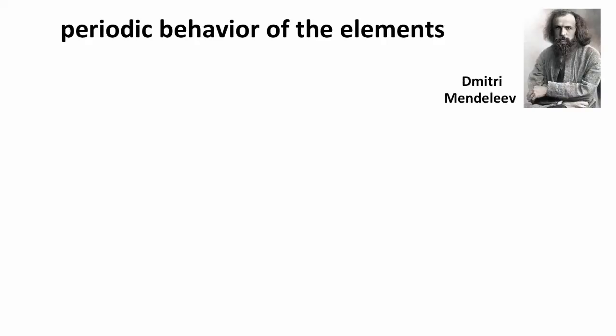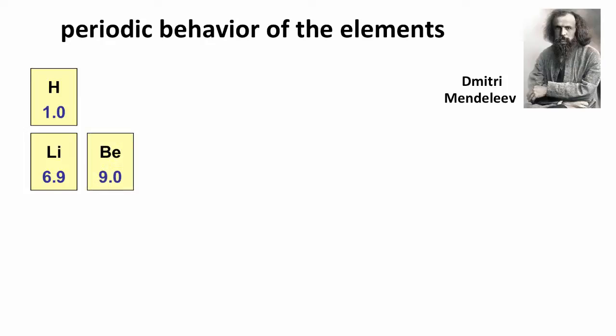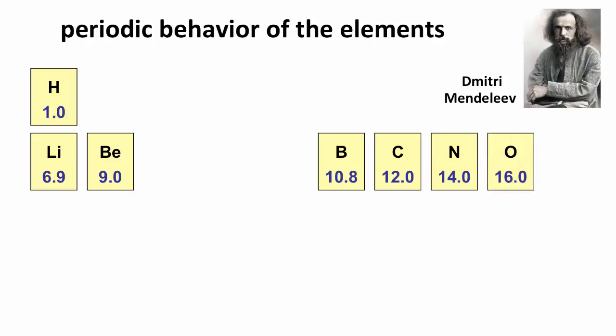Now, this kind of periodic or repetitive behavior of the elements has been known for a long time, and a Russian chemist named Dmitry Mendeleev in about 1869, when he was working on writing a chemistry textbook while teaching at the University of St. Petersburg, he put the known elements on cards and arranged them according to both increasing weight of elements and also grouped them by properties.